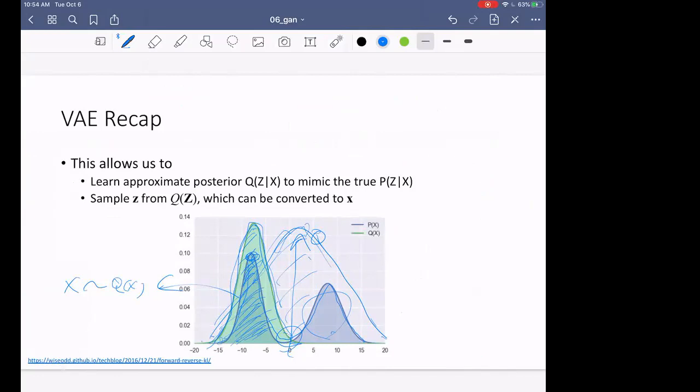Well, we didn't approximate the data distribution. We approximated the latent distribution, the q of z given x. I mean, the p of z given x. We didn't directly approximate p of x. What we did is approximate p of z given x by q of z given x, and then we could sample from the approximate distribution rather than sampling from p of x directly.